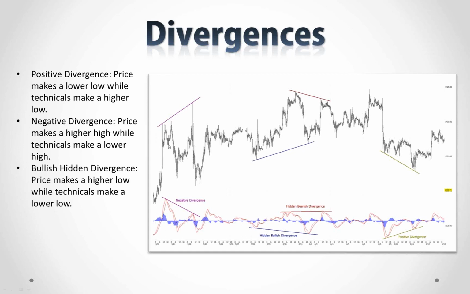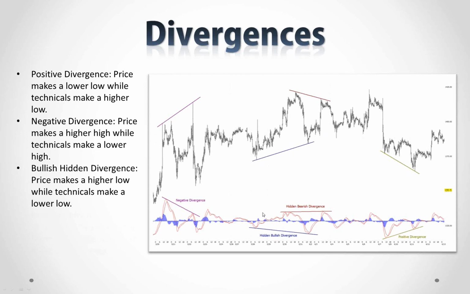Next, there's bullish hidden divergence, and that is when price makes a higher low while technicals are making a lower low. So here's our hidden bullish divergence, and we can see that price is making a higher low between these two price extremes, while the MACD is making a lower low. And that kind of signaled this nice move back up in price right here, which eventually led to another high.